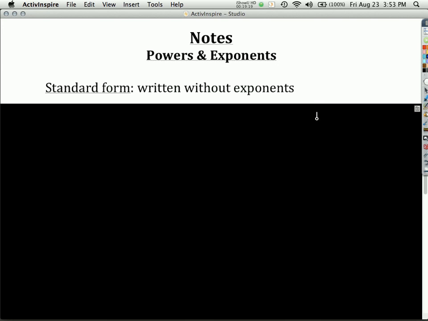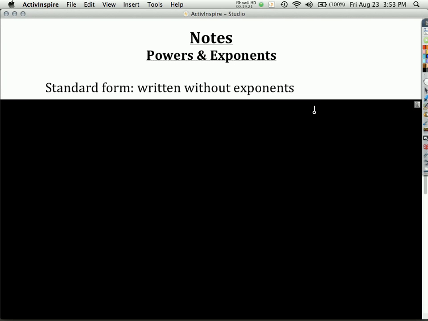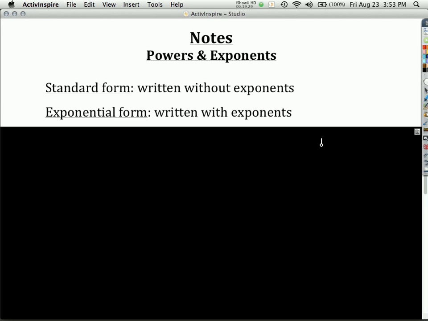So powers and exponents. First off, there's 2 different forms. There's standard form, which means it's written without exponents. And then there is exponential form, which means it's written with exponents. You need to know the difference. One's without, one's with. Okay?